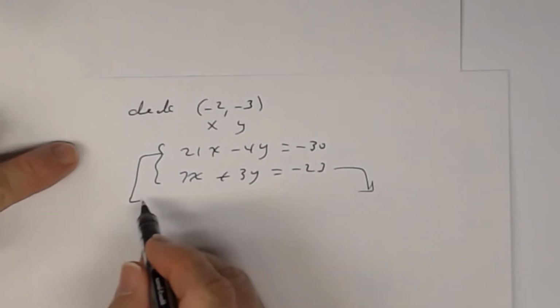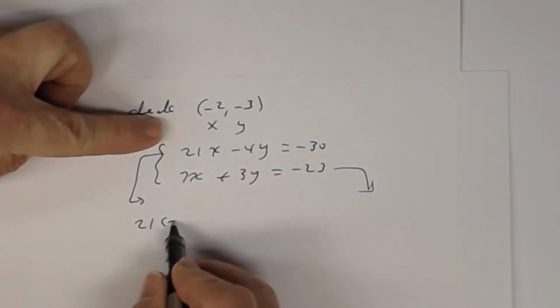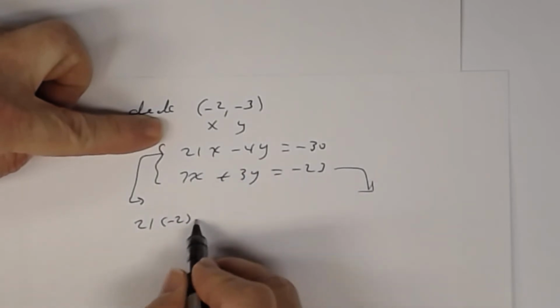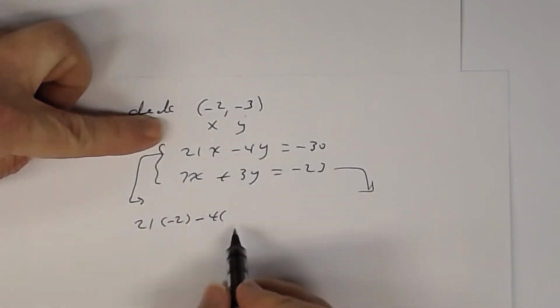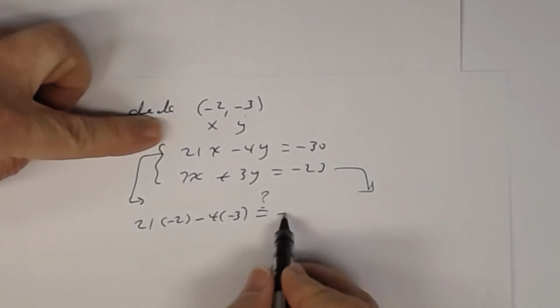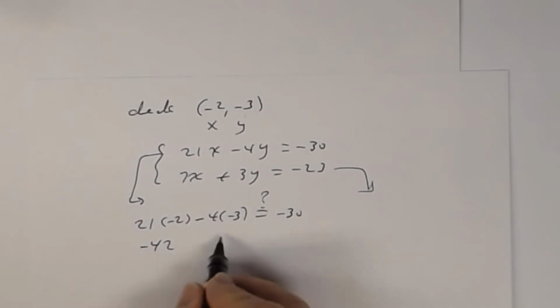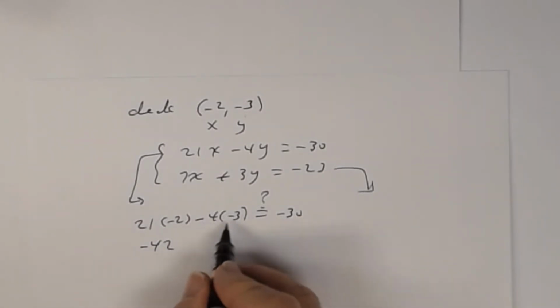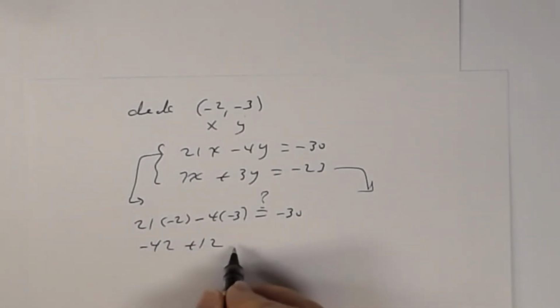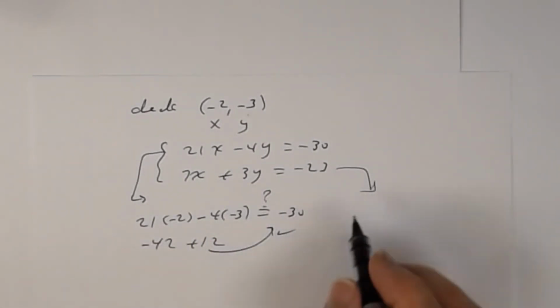So the first one, 21 times x is negative 2, minus 4 times y is negative 3, and you want to see if that's going to equal negative 30. Well, 21 times negative 2 is a negative 42. A negative 4 times a negative 3 is a positive 12, and when you add them up, you do get a negative 30.